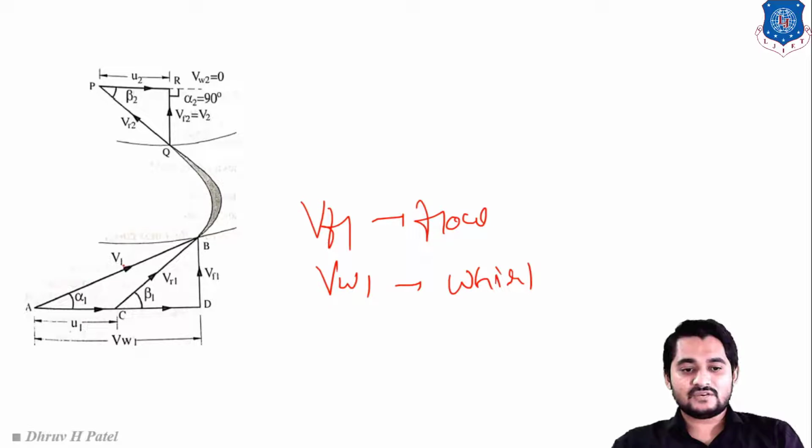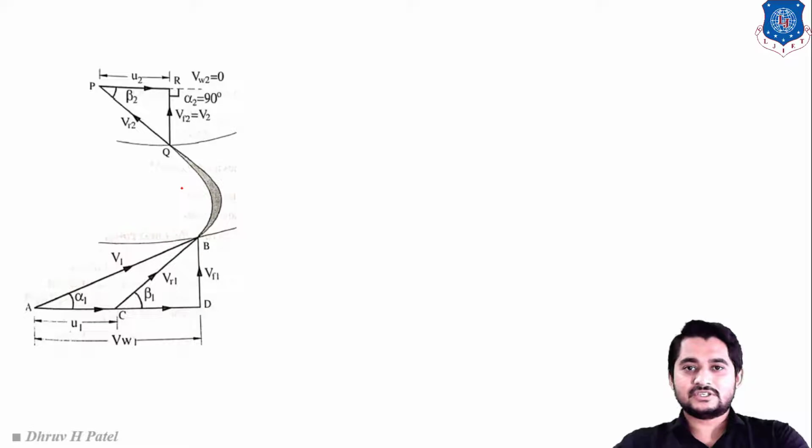Now the angle between V1 and blade direction is alpha 1, and the angle between relative velocity and blade direction will be beta 1. Clear, students? Now let us understand the outlet velocity triangle. In the outlet velocity triangle, the flow is axial, right? Flow is axial, so alpha 2 is 90 degrees, right?